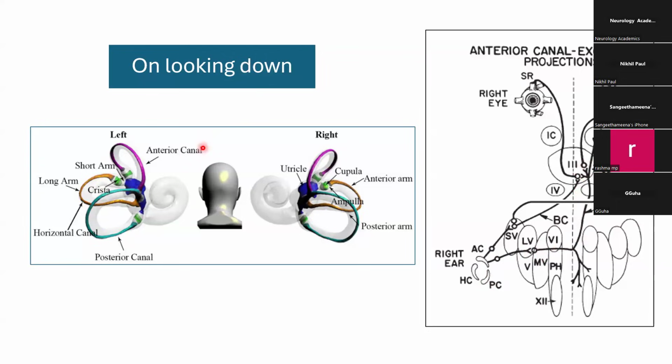So when I look down, the anterior canal gets stimulated on both sides, and there is inhibition of the posterior canal. And while both the anterior canals get stimulated, both the superior rectus and both the inferior obliques get activated, and we look up. So when we look down, the eyes move upwards, and that is VOR.